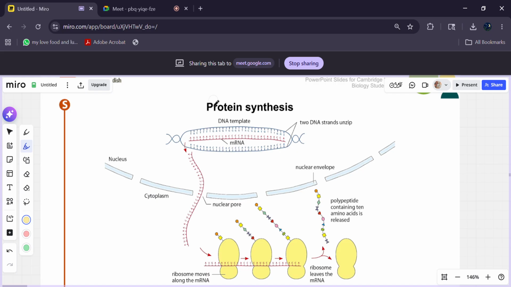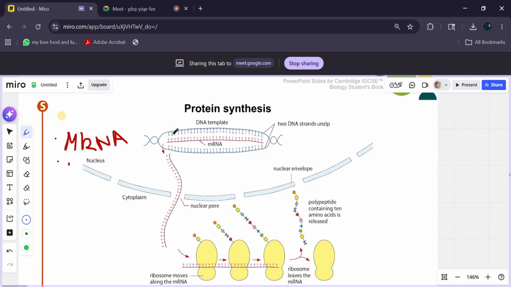Now, proteins are made through a two-step process: the synthesis of mRNA, and the synthesis of a protein. Now, what is the synthesis of an mRNA? Well, we'll learn in this diagram.